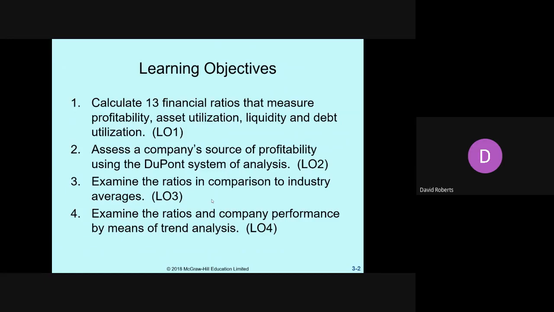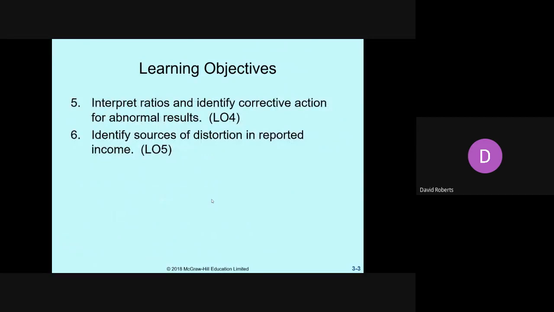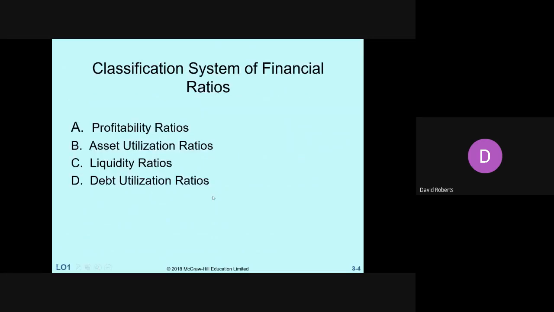And so you can compare them to the industry, you can compare them to other companies, and you can compare them to themselves. We'll interpret the ratios, identify what is a good ratio and what is a poor ratio. There are 4 major types of financial ratios, as you can see on the screen: profitability, asset utilization, liquidity, and debt utilization.